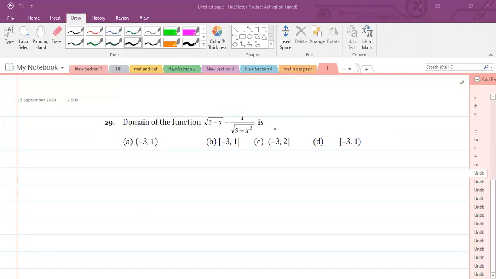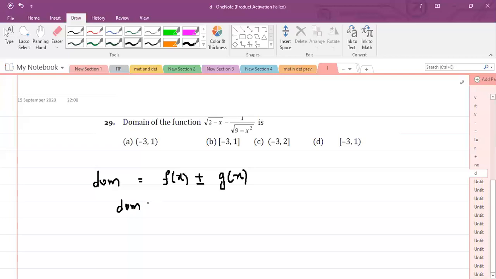Yes, you are right. The answer is option C. So let me show how. Before explaining this, we have one very important concept: the domain of f of x plus or minus, or even into and divided by g of x. So here it is f plus or minus g of x. Domain of this is equal to domain of f intersection domain of g.